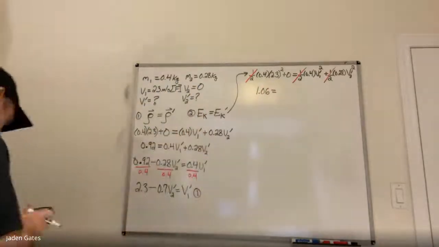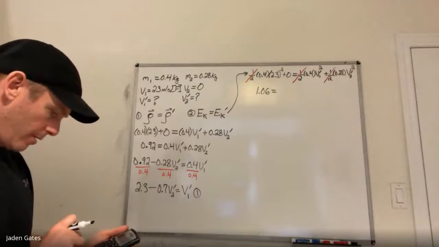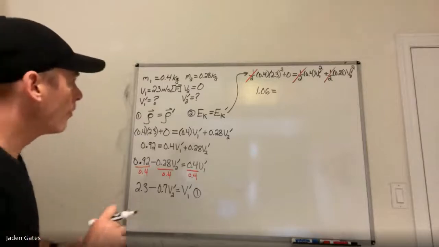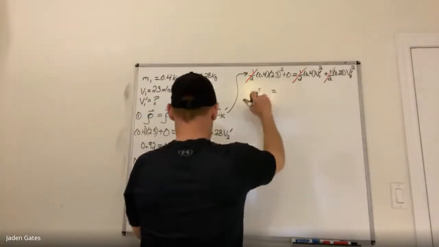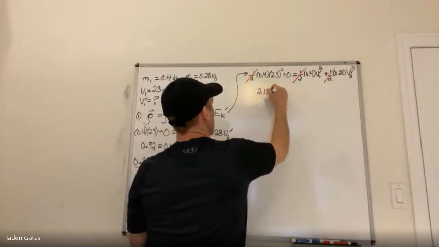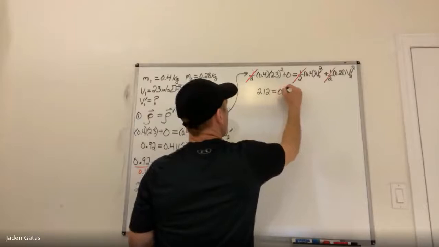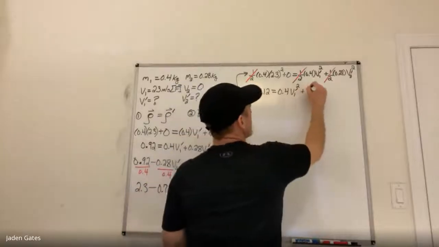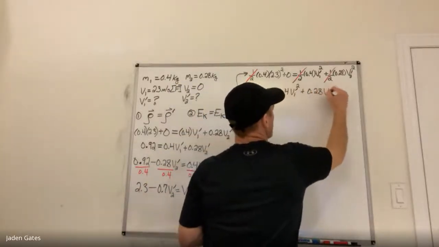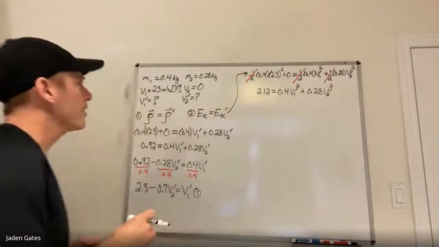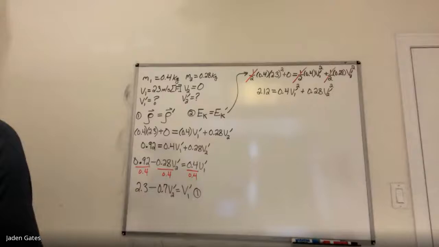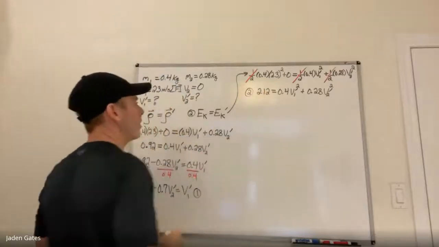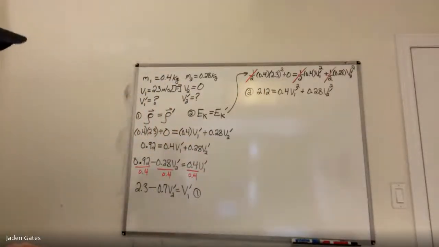Let's try that again. I think I missed a button. 2.3 squared, then times 0.4. Nope, I knew I missed a button. All right, so that is 2.12. All right, then I've got 0.4 v1 prime squared, plus 0.28 v2 prime squared. So let's see here. I'm going to leave that one. So there's my equation. There's equation number 2.